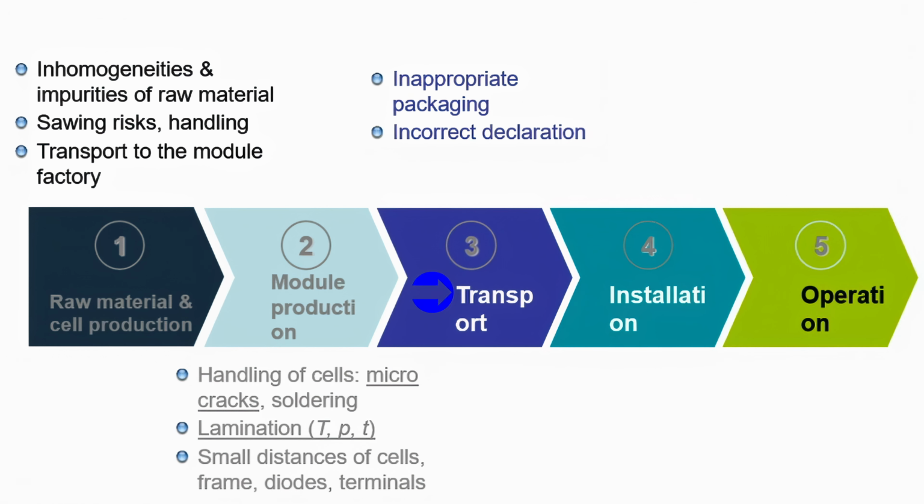Then during transportation, there could be issues with inappropriate packaging and incorrect declaration. This sometimes happens, declaring higher values for some electrical parameters, in particular the power output. So you have to check that at the end and do a full performance test. Then stacking and storage, there could be mishandling, vibration and hits. If you transport it on a bumpy road, that could cause some microcracks in the PV module.